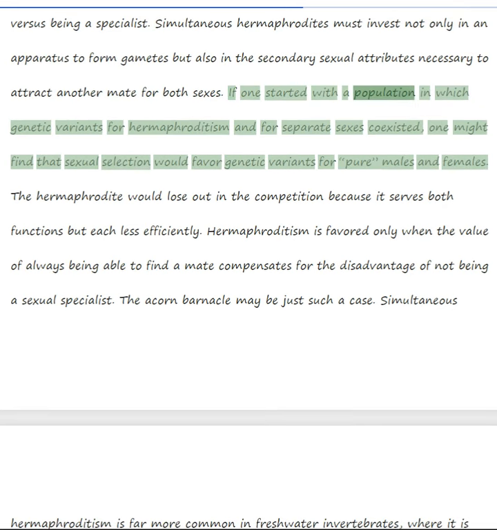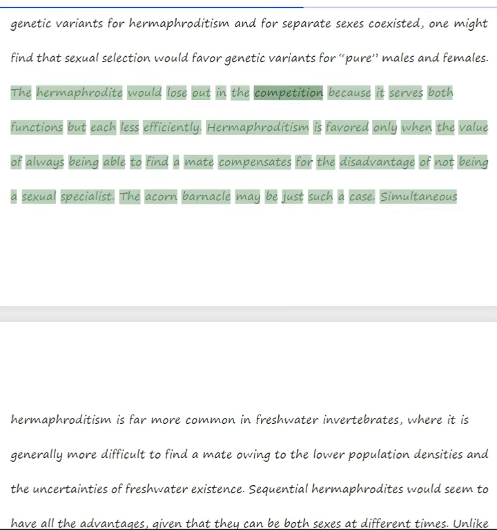If one started with a population in which genetic variants for hermaphroditism and for separate sexes coexisted, one might find that sexual selection would favor genetic variants for pure males and females. The hermaphrodite would lose out in the competition because it serves both functions but each less efficiently. Hermaphroditism is favored only when the value of always being able to find a mate compensates for the disadvantage of not being a sexual specialist. The acorn barnacle may be just such a case.